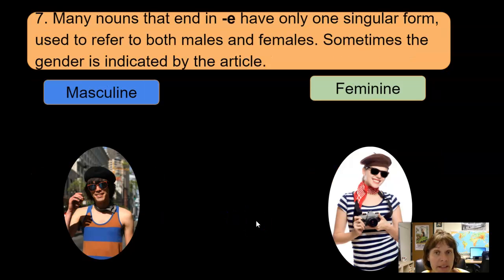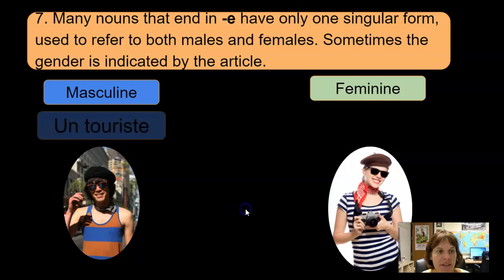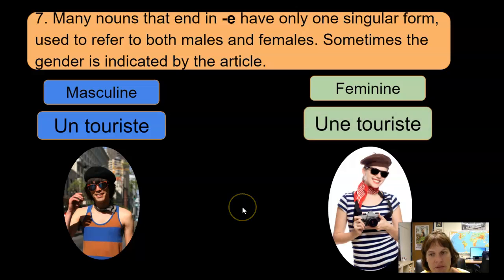Many nouns that end in E have only one singular form, used to refer to both males and females. Sometimes the gender is indicated by the article. So the masculine, un touriste, une touriste. Words that end in ISTE, in order for me to identify whether it's masculine or feminine, you tell by the definite article or the indefinite article. No changes need to be made to the nouns.